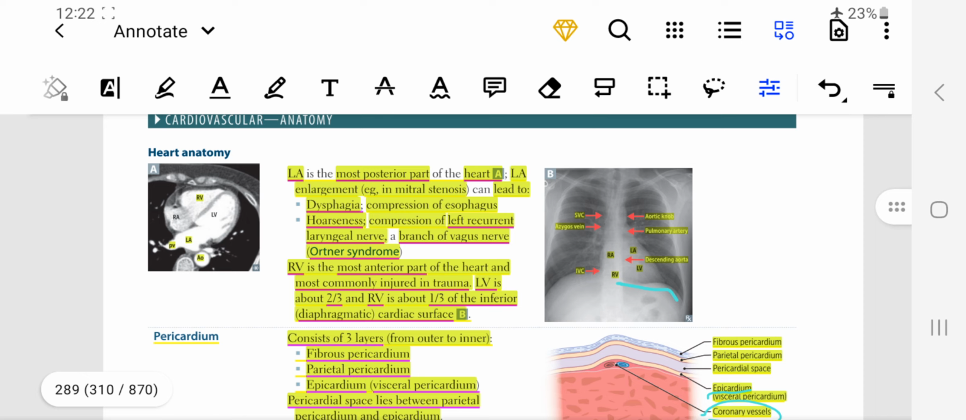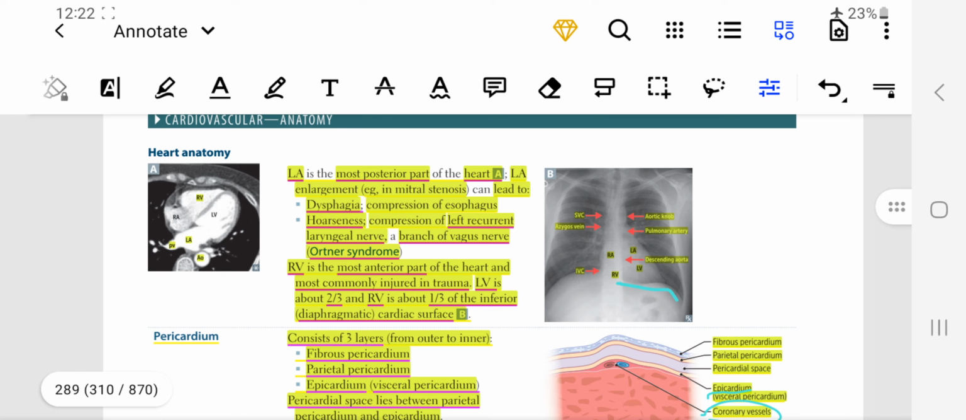Right ventricle, the most anterior part of the heart and most commonly injured in trauma. Left ventricle is about two-thirds, and right ventricle is about one-third of the inferior, that is diaphragmatic cardiac surface.